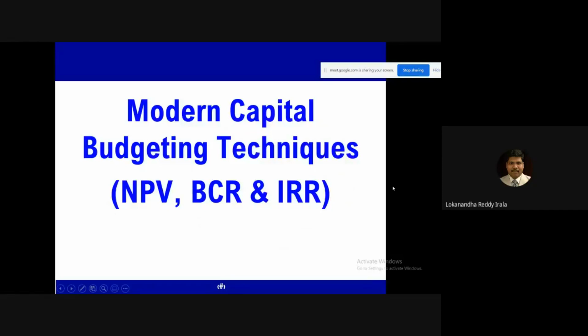We are discussing modern capital budgeting techniques, namely the net present value, benefit cost ratio, and internal rate of return. These three are the most widely used investment evaluation techniques in the industry. These techniques are also called discounted cash flow techniques because they consider the time value of money and use discounting as the process. Hence, they are called discounted cash flow techniques.